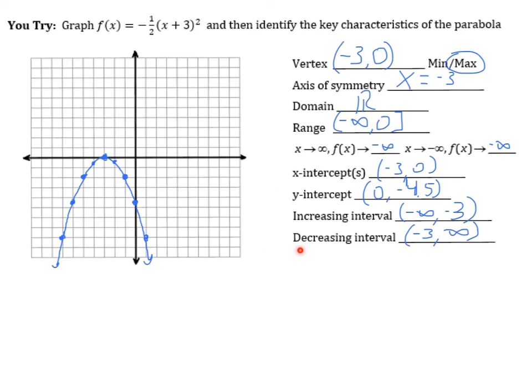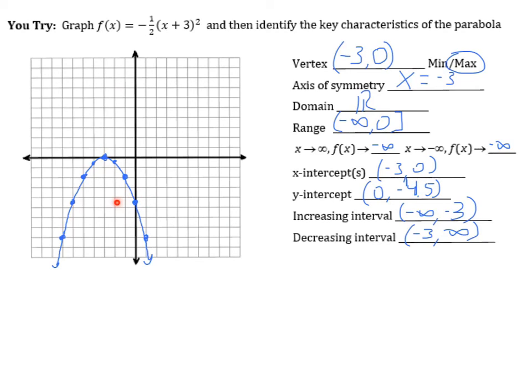So for the rest of this information, this is more stuff I can figure out from the graph I created. Because I have a maximum here, as x approaches infinity in both directions, the graph is going to be going down. So it's going to be going down to negative infinity in both directions. That's my end behavior. The x-intercept, as I can tell, is negative 3, 0. The y-intercept is 0, negative 4.5.